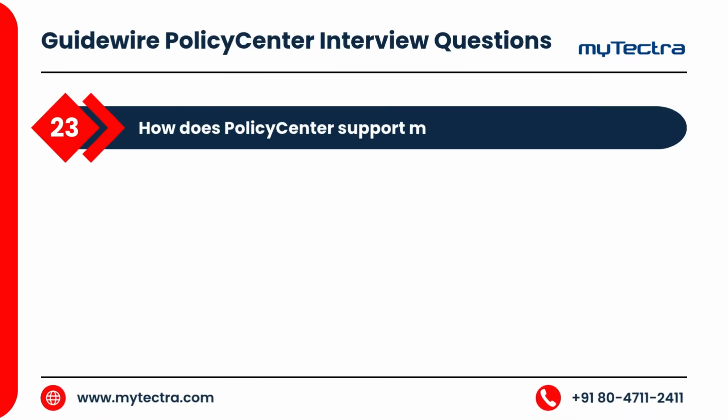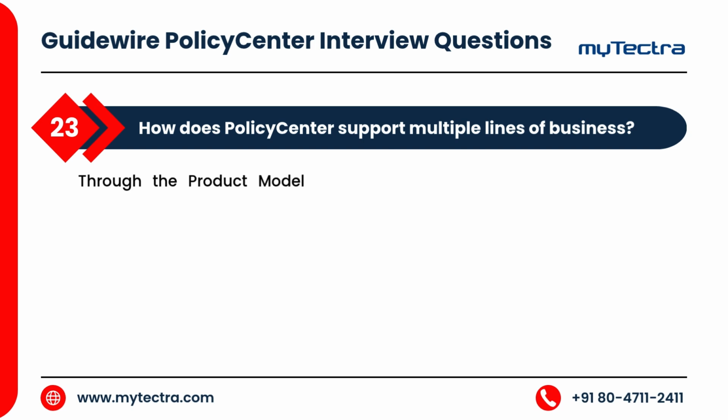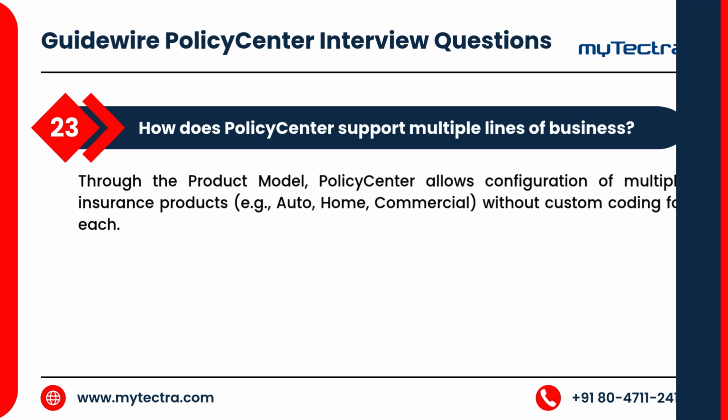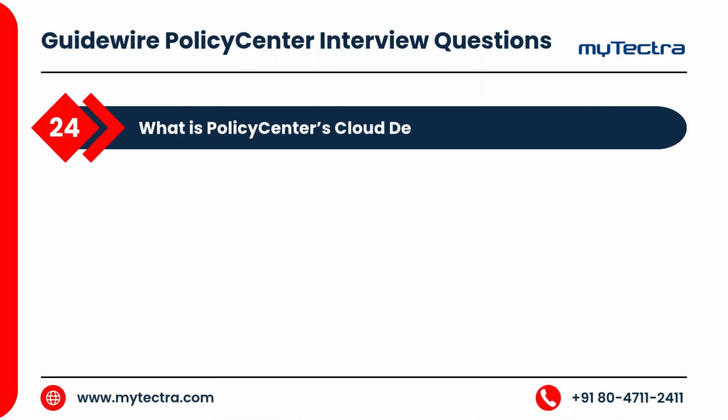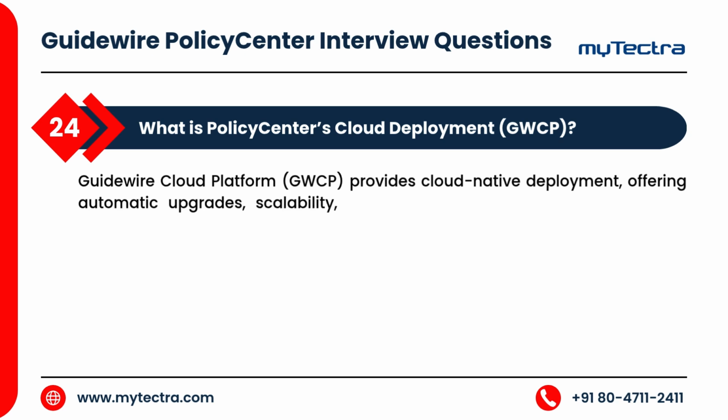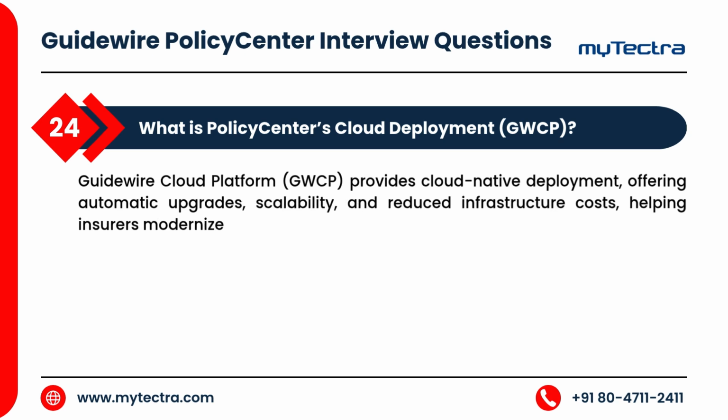How does PolicyCenter support multiple lines of business? Through the product model, PolicyCenter allows configuration of multiple insurance products, such as auto, home, and commercial, without custom coding for each. What is PolicyCenter's cloud deployment, GWCP? Guidewire Cloud Platform provides cloud-native deployment, offering automatic upgrades, scalability, and reduced infrastructure costs, helping insurers modernize faster.